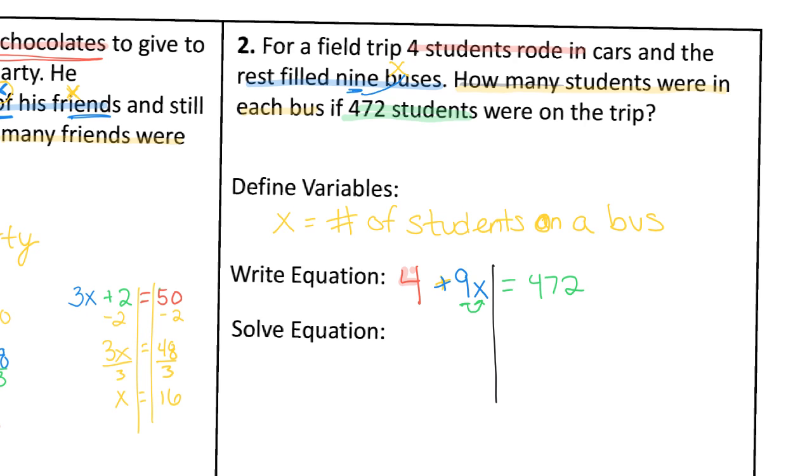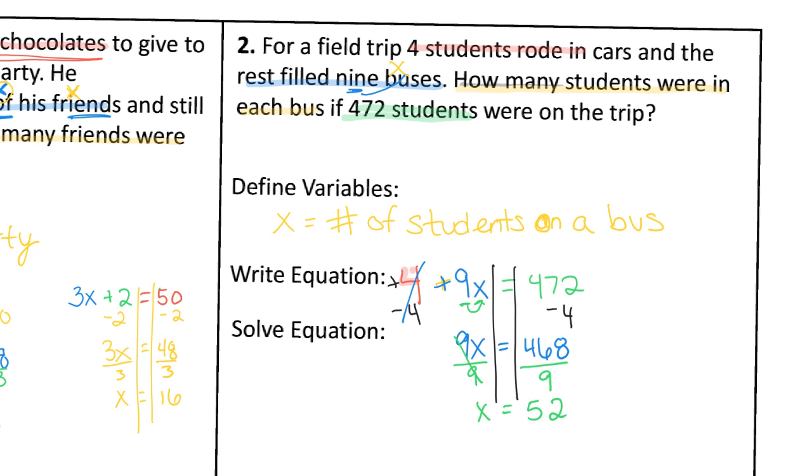Okay, so now let's solve this. This is an implied positive 4, so we should be subtracting 4 on both sides. These 4's cancel. We bring down our 9x. 472 minus 4 is 468. Now divide that by 9. And you should get 52.